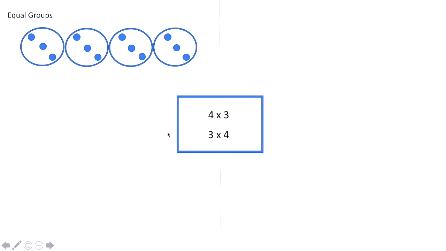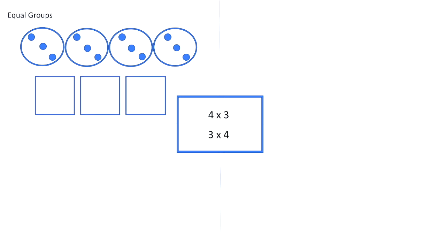I don't want to use the same shape I used for my 4 groups because then it will look at a glance like 7 groups, and that's not really what I want to do. So I'm going to change from a circle to a square. So we'll have 1, 2, 3 groups, and then in each of those groups we need to put 1, 2, 3, 4. And now it's really starting to look like dominoes and dice.